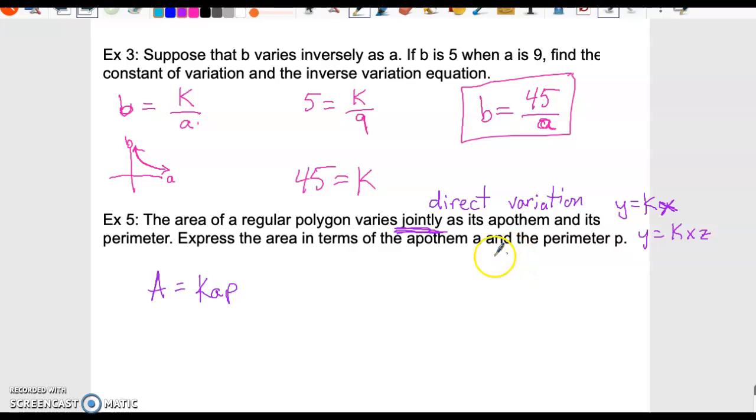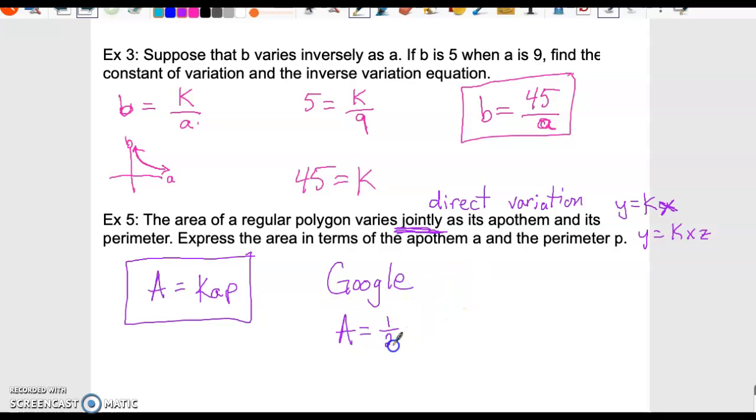Oh, I guess that's all we had to do. Now, if anybody looks it up, like if you Google the area of a regular polygon, what you'll actually see is the formula is area equals 1/2 apothem times perimeter. So the constant of variation is actually 1/2 in that problem. So if anybody were to write this down, I'd give them full credit, but all I'm looking for is this boxed equation, by the way.